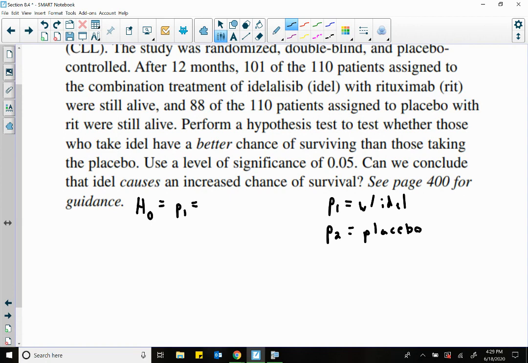Now, you already know what H naught is supposed to be. H naught: P1 equals P2. And I don't want equals here, I need to make that just a colon. All right. Now, Ha is either P1 something P2. So it's either not equals, greater than, or less than. So up here, it's this sentence right here that's going to tell us about Ha.